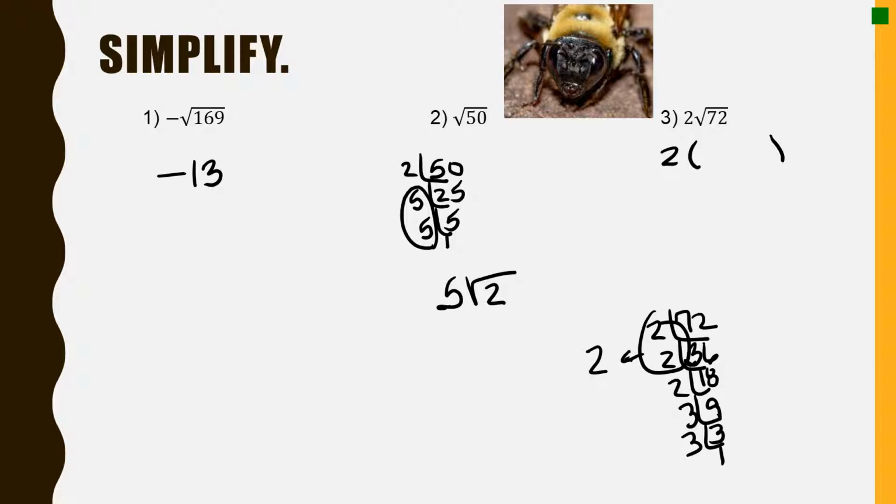Pair of 2s brings out a 2. Pair of 3s brings out a 3. 2 times 3 brings out a 6. Left inside is 2. Outside numbers get to multiply: 12 times the square root of 2.